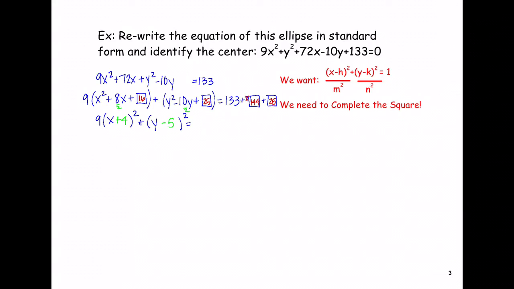When we combine our like terms on the right hand side, this is a negative 133, we get 36. We then need to divide by our 36 because when we have an ellipse or a hyperbola, it's always set equal to 1. 9 over 36 reduces to 1/4. So we can put a 4 in our denominator plus y minus 5 squared over 36 equals 1. Our center is at h, k. Inside is opposite, so we have negative 4, positive 5.